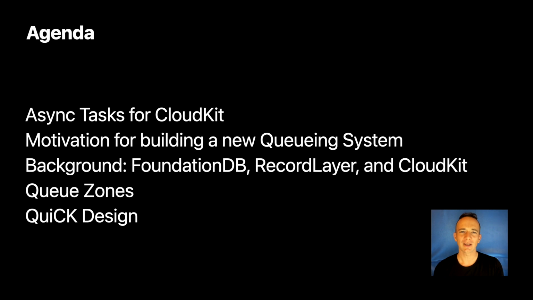I'll explain the motivation for building a queuing system that is integrated into the database rather than using an off-the-shelf one. Before presenting our solution, I'll briefly describe FoundationDB, the recorder, and CloudKit data model. Then, I'll present QZones, a new CloudKit construct that is used as a building block in our design. Finally, I'll describe QuiCK's high-level design, focusing on elements that were key for performance and scalability.